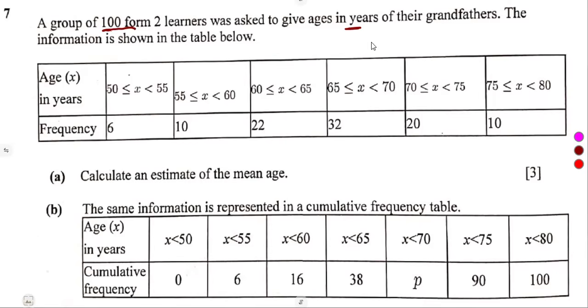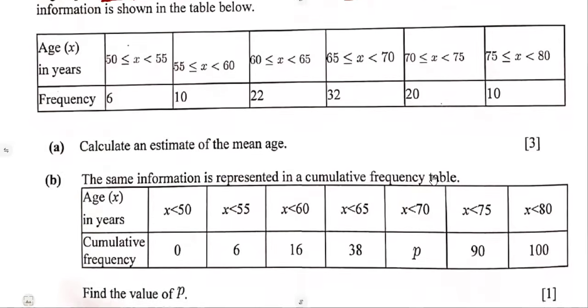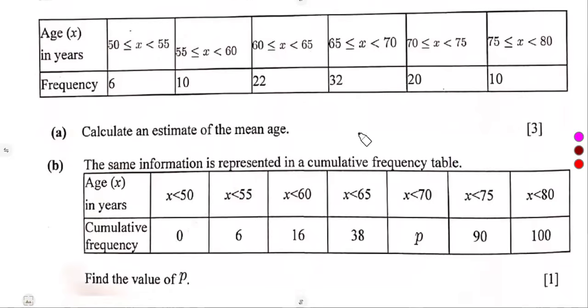Then from this, we are given the ages in years of their grandfathers. The information is shown in the table below. As they contributed their information, this is what we got. The first part is just normal information, guys: the ages that we are given in years and the corresponding frequency. We are given 6 of them in this age group and so on.